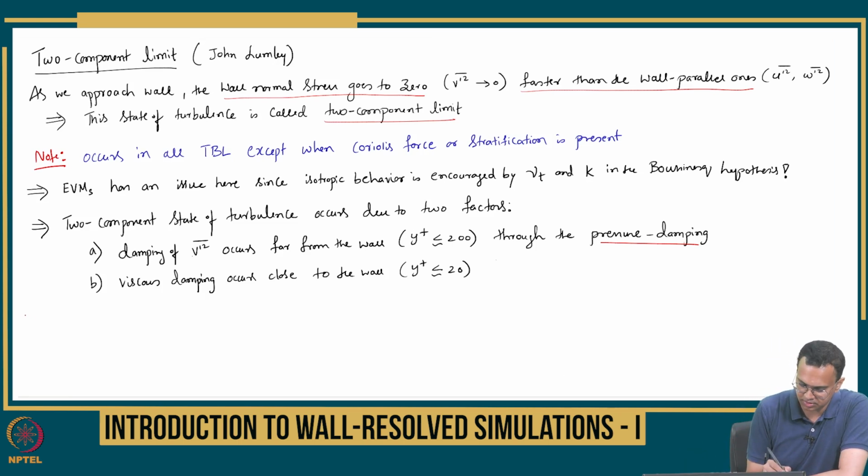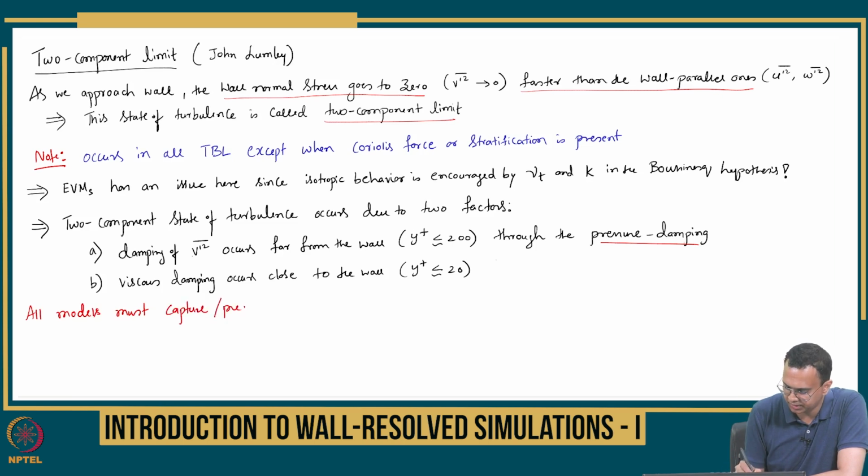So all models must capture or predict, or even accommodate, it may not be able to predict, or you can say account for this behavior.